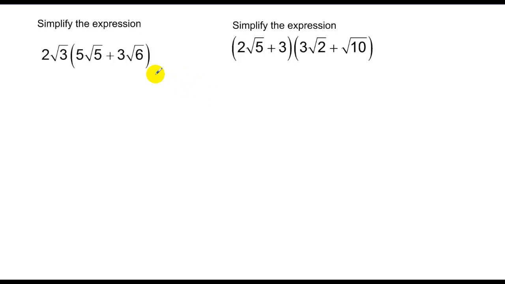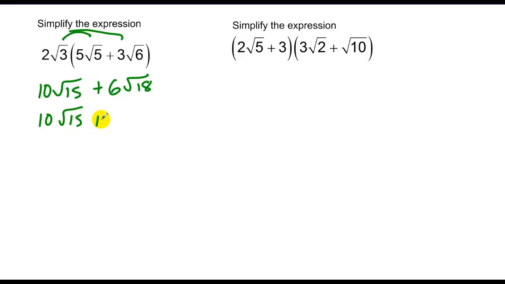When we have multiplications and additions together, we can distribute. Notice here I have 10 root 15 and 6 root 18, but my 18 breaks down, so I'm going to have to simplify that to root 6, root 9, and root 2. That's 10 root 15, and this is 3 times 6, which is 18 root 2.